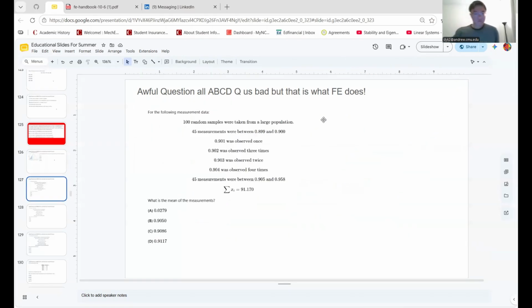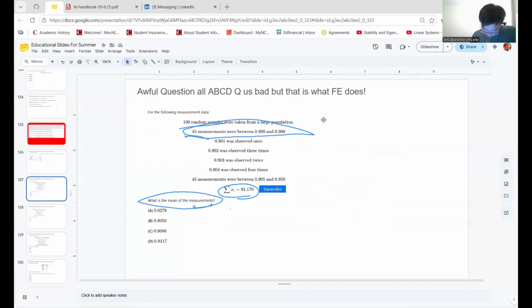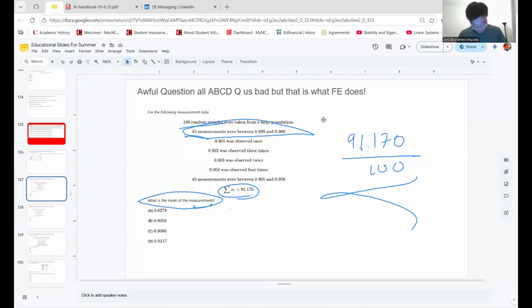Next question. What's the mean of this measurement? There's 100 random samples. Okay, isn't it just 91.170 divided by 100? Oh, measurement. So it's divided by 75. Sorry. No? 100. Okay, let me just divide that, see what I get. So it's just this then. It's just D. There's no question about this question.